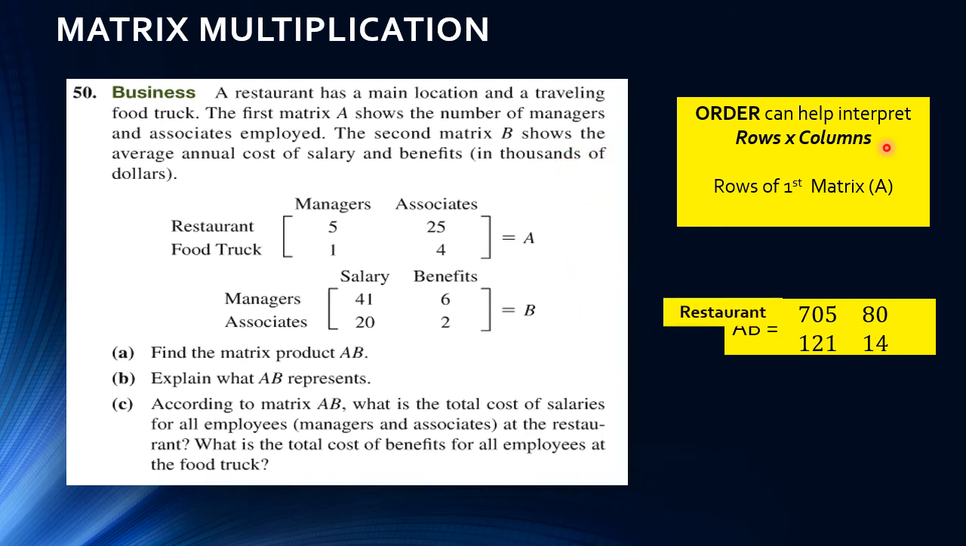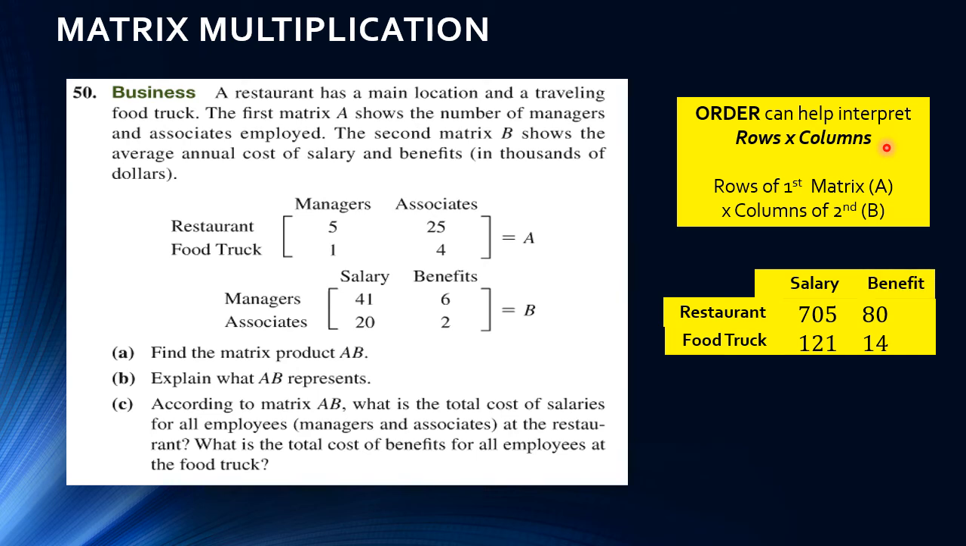So use the rows of the first matrix for our titles and then use the column titles of the second matrix. Now it's easy to interpret. So again, that order of rows by columns can help us out. When we're trying to figure out what our answer means, use the titles from the rows of the first matrix and the titles of the columns of the second matrix. So what this is giving us is the total salaries for restaurants and trucks and the total benefits for restaurants and food trucks. Basically our total human resource costs, because this is based upon how many people work in the restaurants and in the food trucks and by what type. Okay.